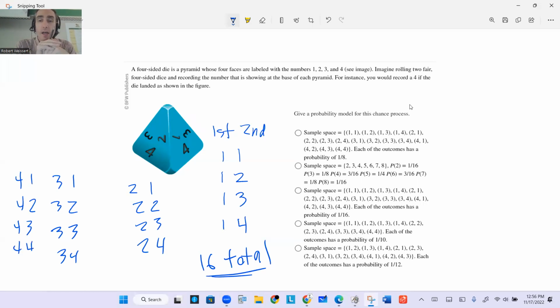So what that's going to look like is the following. When we're asked to give a probability model for this chance process, each outcome has a probability of 1 in 16. Your sample space would be 1,1; 1,2; 1,3; 1,4; 2,1; 2,2; 2,3; 2,4; 3,1; 3,2; 3,3; 3,4; 4,1; 4,2; 4,3; 4,4. Each of the outcomes has a probability of 1/16 because order matters. So, 16 possibilities.